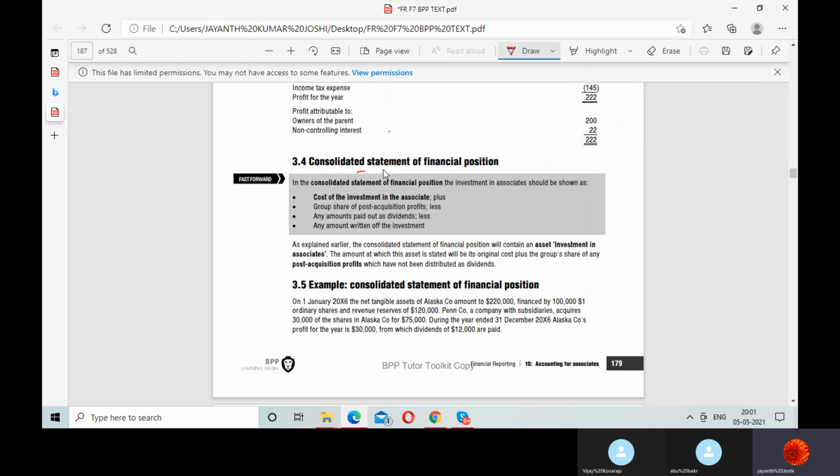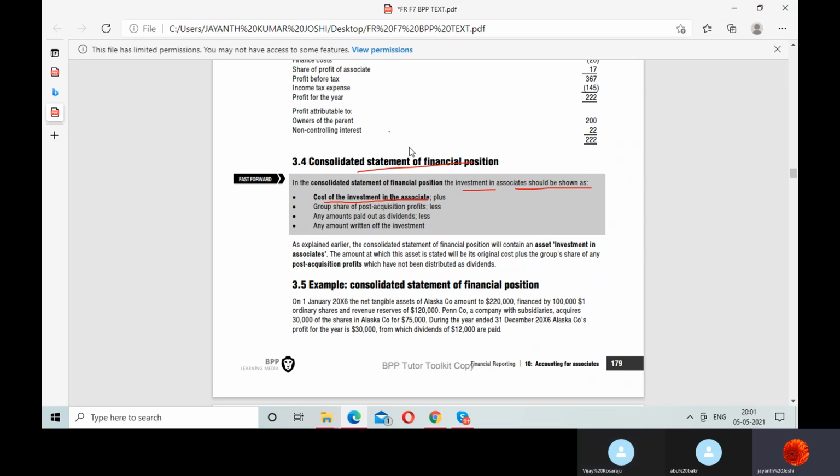So, the consolidated statement of financial position. In the consolidated statement of financial position, the investment in associate should be shown as cost of investment in associate plus the group share of post-acquisition profit. Suppose you paid 1 lakh to acquire it, plus the group share of post-acquisition profit, suppose some 20K you got from the associate, and any dividends paid out, you have to subtract.